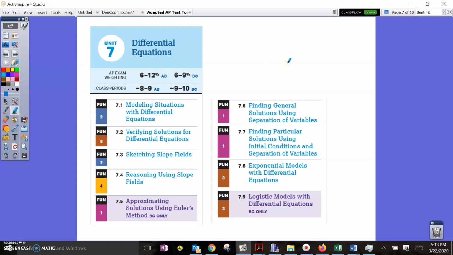And then Unit 7, differential equations. Except for the purple highlighted pieces of this, all of these concepts are eligible to be asked about on this year's AP exam. Modeling with differential equations, verifying their solutions, slope fields, reasoning and interpretation of slope fields, using separation of variables, and exponential modeling based off of differential equations. Again, this entire set of things, except for, of course, the purple highlighted BC only concepts, are all eligible for your AP exam.